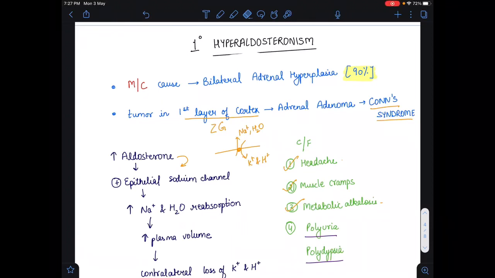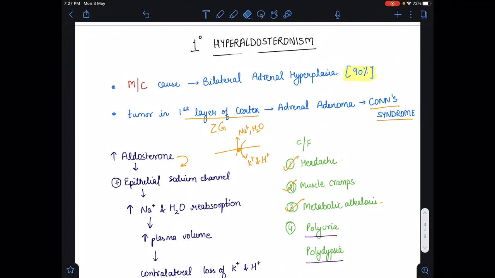Hello everyone. Today I am going to discuss the topic primary hyperaldosteronism. Basically, hyper means an increase, and aldosterone refers to the aldosterone level, so it is an increase in the aldosterone level. It is primary because there is damage in the gland itself.